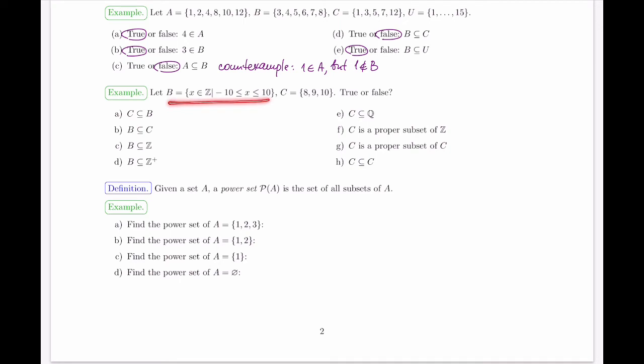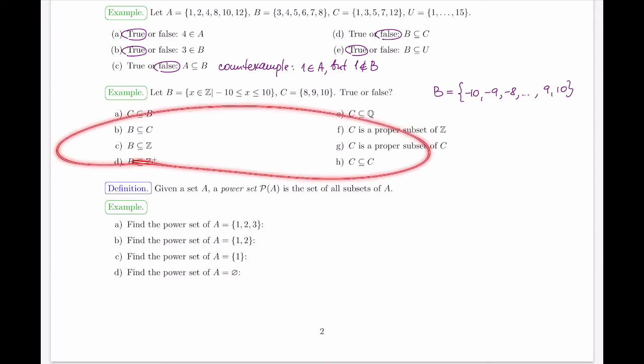For the next example, we have that B is given to us with a set builder notation, and C is just a set of 3 elements here. So let's see, what is this builder notation telling us? B is a set of integers that are between -10 and 10. So if I wanted to write this out, I would be able to actually write out all of the elements of B because they're integers, between -10 all the way up to 10.